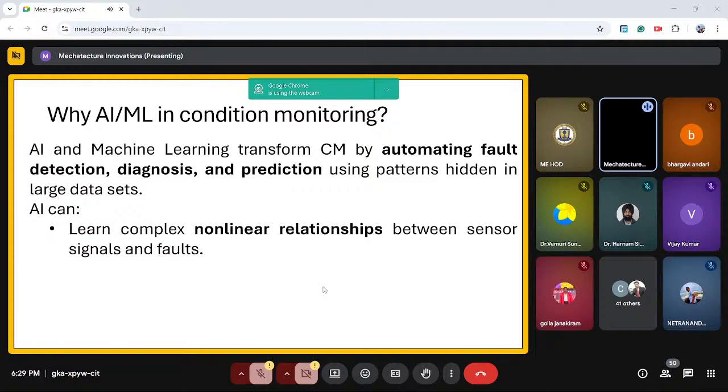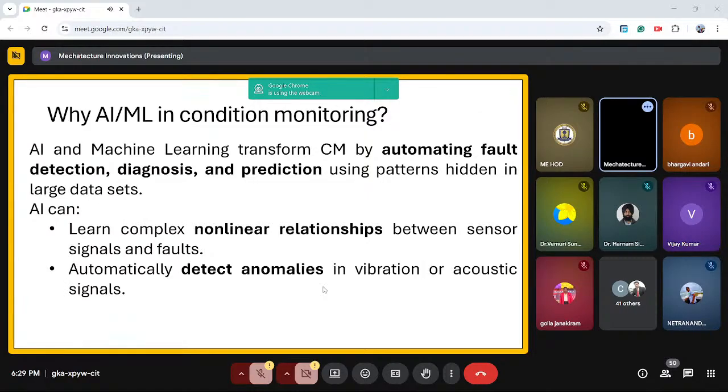Especially when there is a combination of failures, it can also detect anomalies in vibration or acoustic signals automatically. AI calculates the data instantaneously. What is the data? There is a sine wave coming from the vibration. Each second, the RMS value will be calculated, and each second, the magnitude will be calculated. If the values are outside the range, it will immediately tell you, which is done automatically.